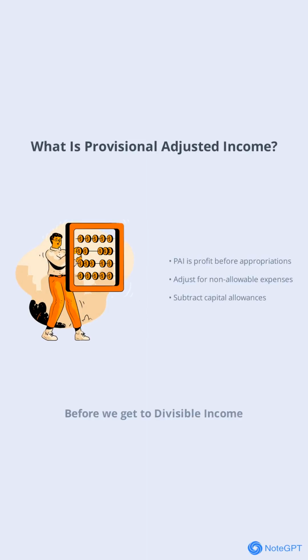Before we get to divisible income, let's clarify provisional adjusted income, or PAI. PAI is essentially the profit a partnership earns before any appropriations are made for partners. This means it's the accounting profit, adjusted by adding back non-allowable expenses and subtracting capital allowances. Think of PAI as the starting point for all further calculations. Only after determining PAI can we move forward to calculate the actual profit that's available for sharing among partners.